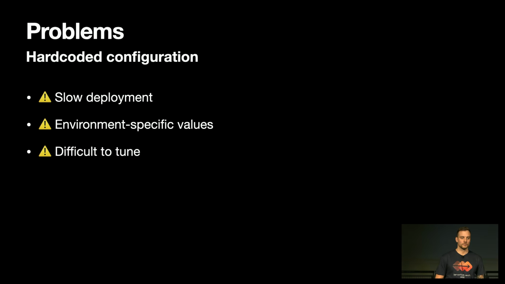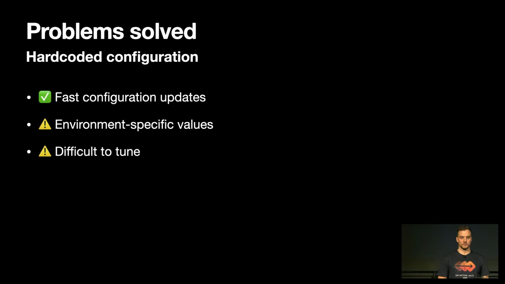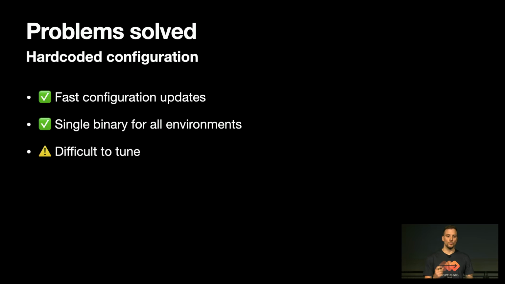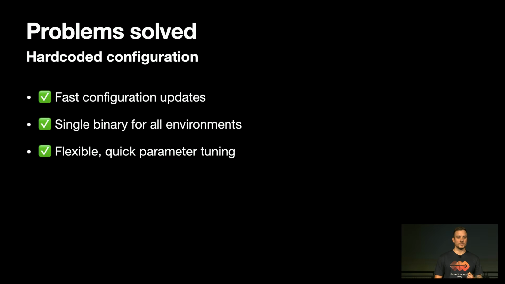All right, let's do a recap. Let's see if we actually addressed the problems we started with. Let's start by comparing to hard-coded values. So we now perform configuration updates without a full redeployment, which allows us to react to issues in seconds instead of hours. We use the same binary in both development and production, and those differences are only reflected in the external configuration. And we can quickly tune important parameters like HTTP timeouts without slow deployments.